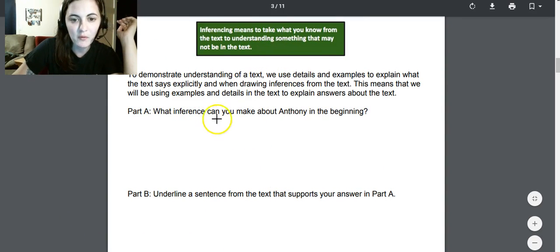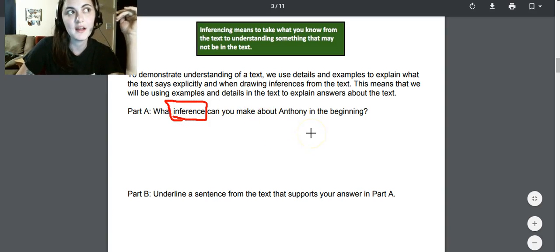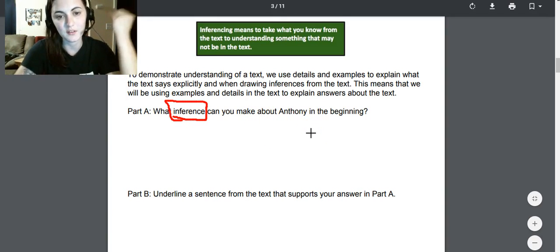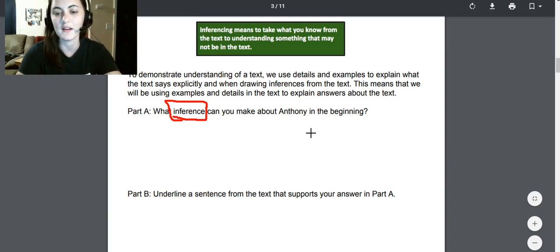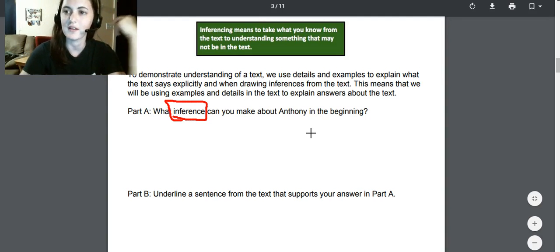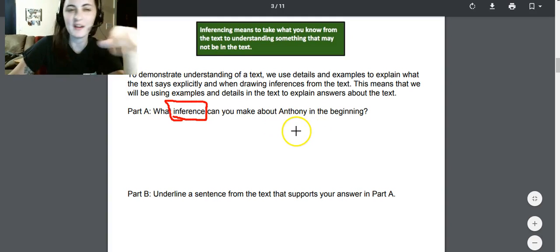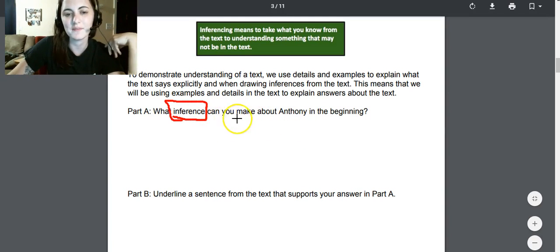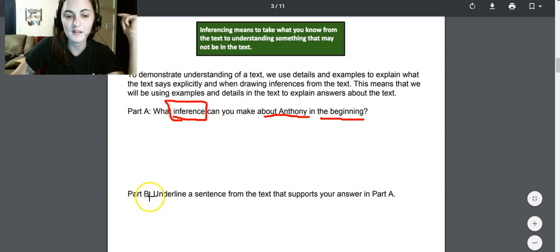Remember, when we were in school, we would deconstruct our questions. We're looking for an inference. An inference is something that's not directly in the text, but you need to use the text to answer it. If you read that somebody was eating piles and piles of food, cookies and pizza and tacos and everything, you could make an inference that they were very hungry, even though it never said that they were hungry in the text. So we're making an inference about Anthony in the beginning of the story, not at the end, at the beginning.